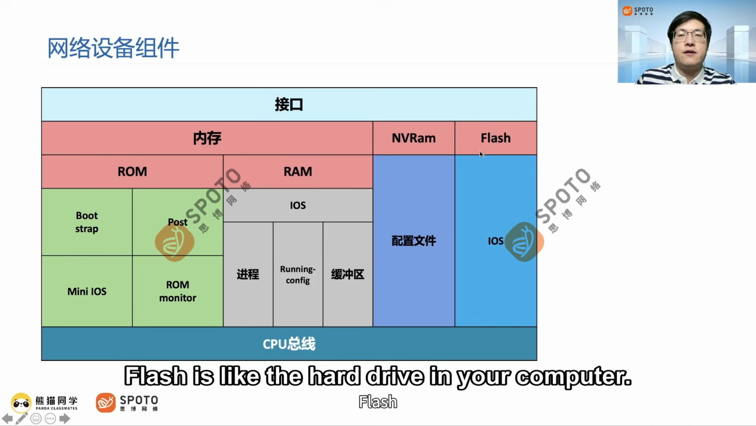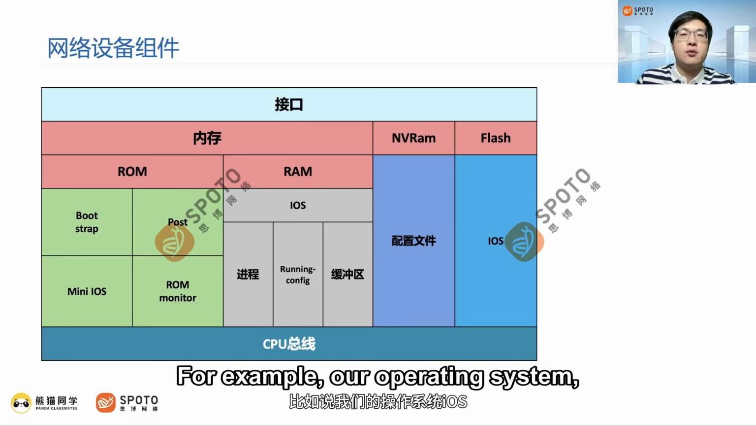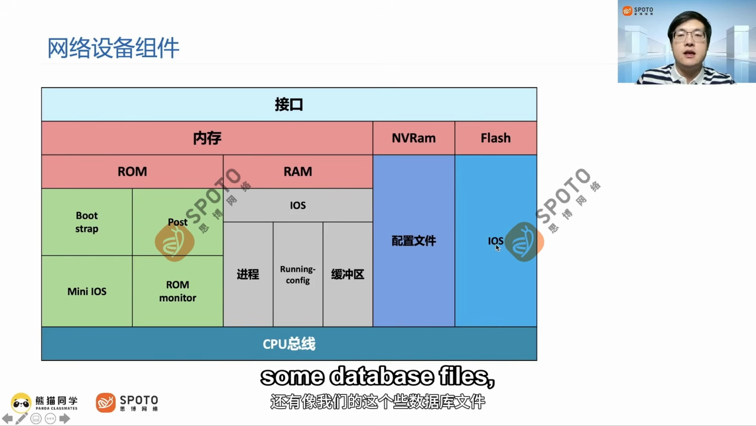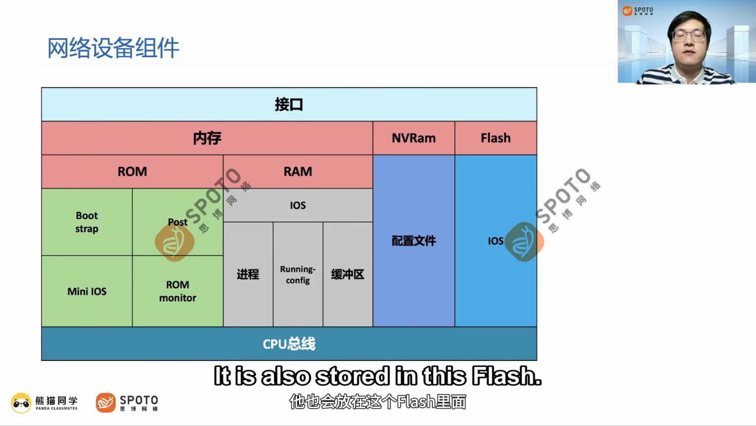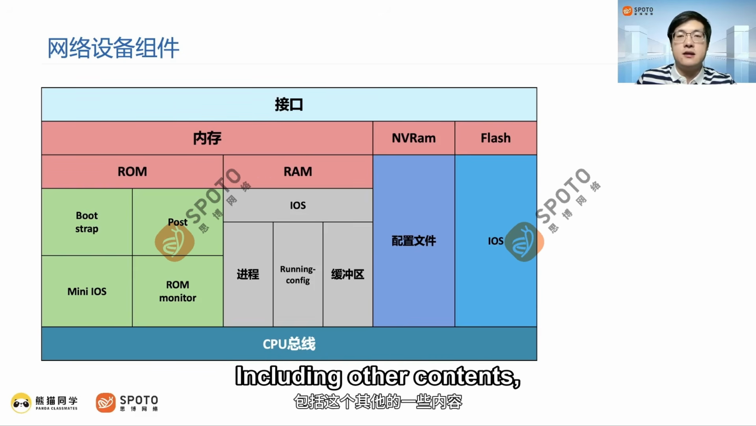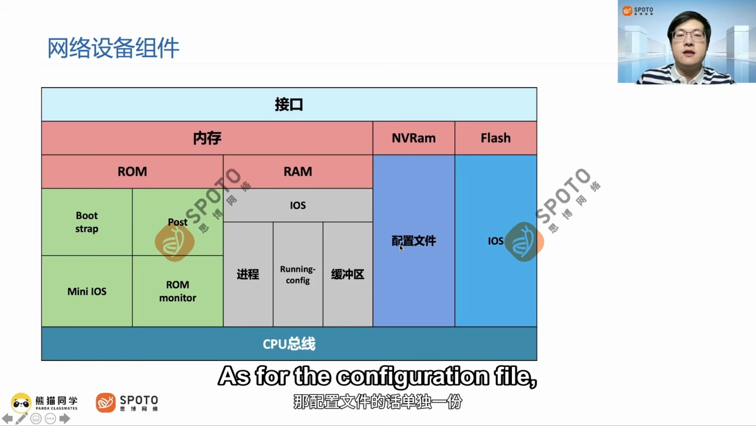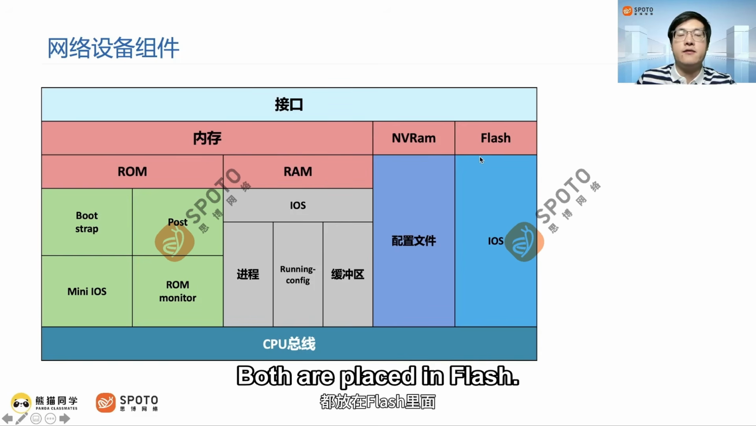Another is called flash. Flash is like the hard drive in your computer. The contents stored on the hard drive are much more. For example, our operating system, the IOS, also some database files, like the VLAN database. It is also stored in this flash, including other contents. This is a place for storing. As for the configuration file, it is separate. Of course, not all. On some devices, RAM and flash are merged, and both are placed in flash.